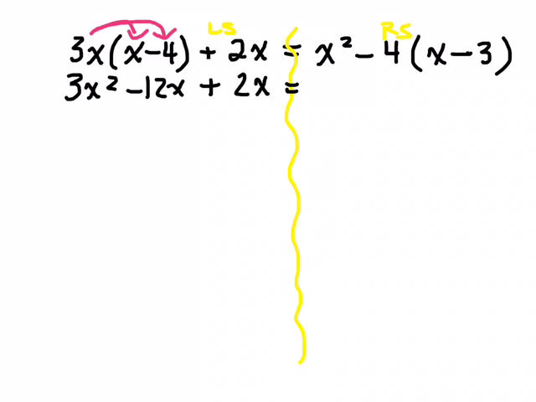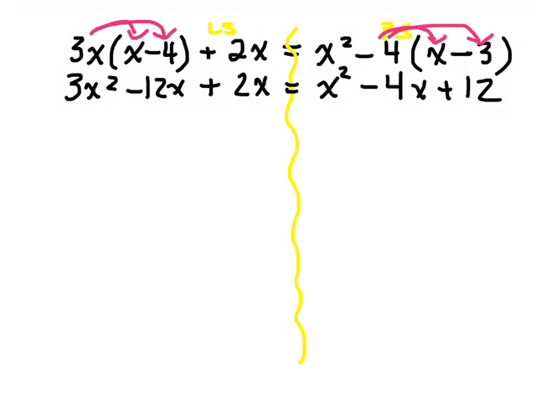Is there anything I can do on the right side of the equation? Yeah, I need to distribute this negative 4 times this and this, right? Because that's what's inside the bracket, and the negative 4 is in front of that. So I'm going to leave the x squared. We can't do anything with this right now. Then it's negative 4 times x is negative 4x. And then it's negative 4 times negative 3 is positive 12.